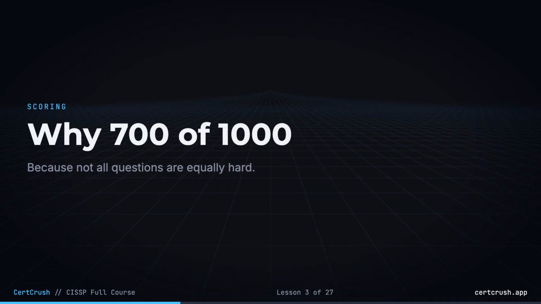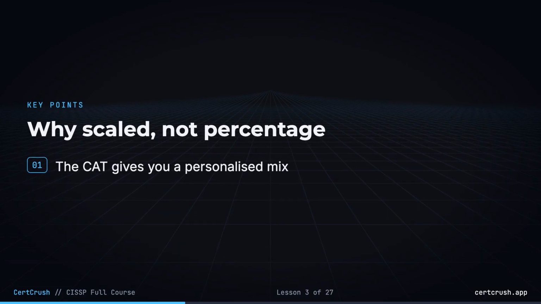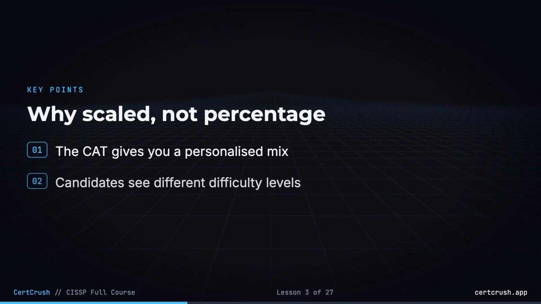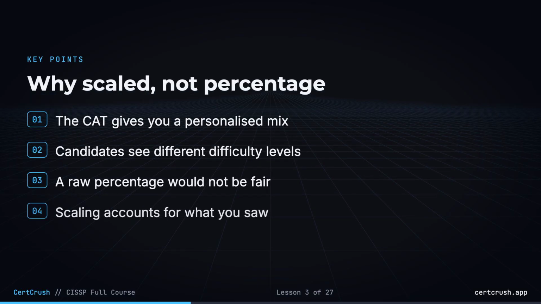Now that scaled score. Why 700 out of 1,000 rather than a simple percentage? Because not all questions are equally hard, and the CAT gives you a personalized mix. Two candidates might answer a different number of questions at different difficulty levels. A raw percentage wouldn't be fair to compare. The scaled score solves this by accounting for the difficulty of the questions you actually saw.